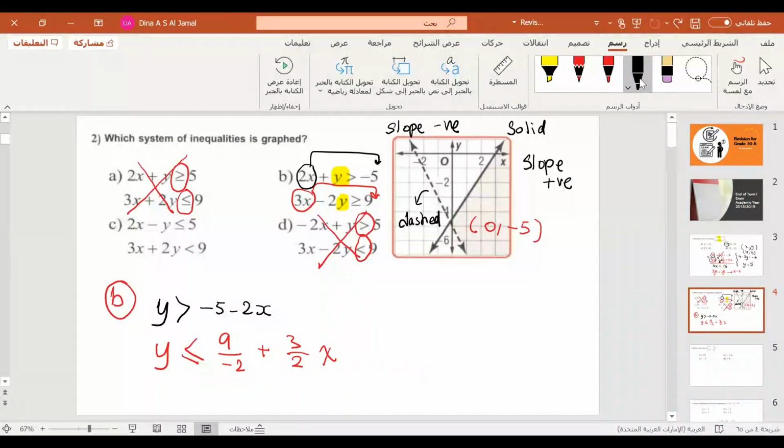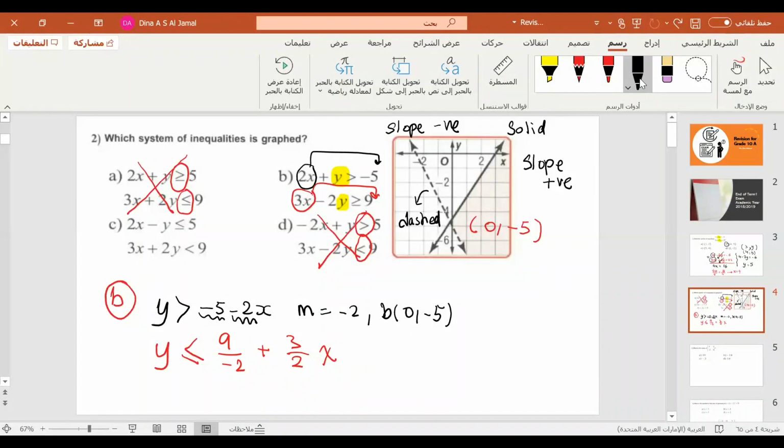That means your dashed line has a negative slope and passes through (0, -5), and the positive slope goes to the solid line. So this satisfies what is in the graph. Here you have m as -2 and b as (0, -5).